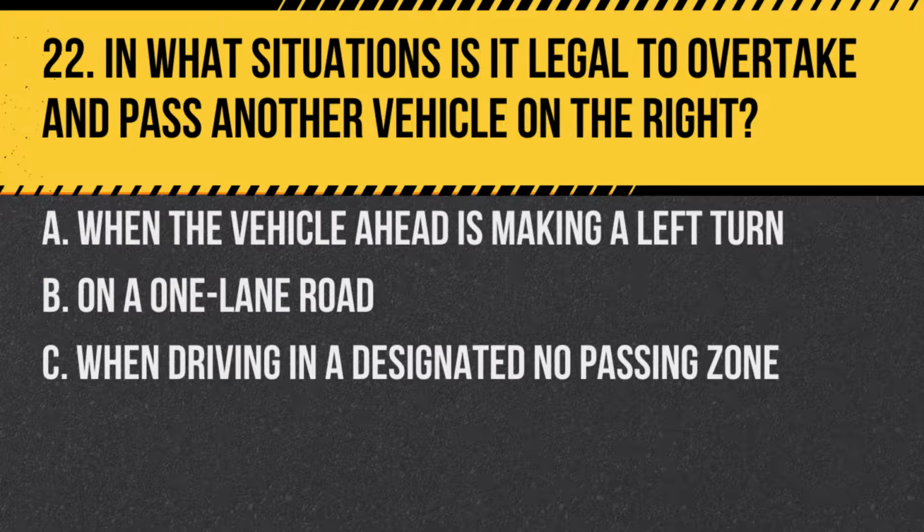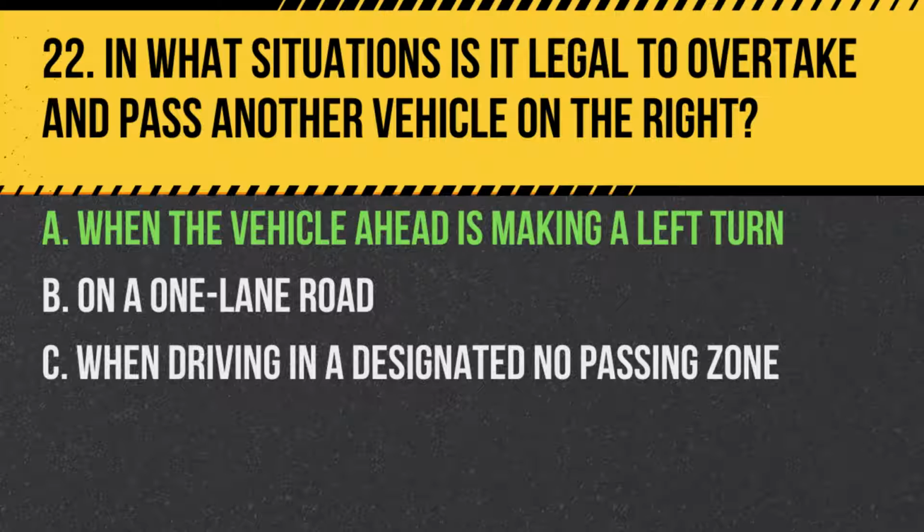Question 22. In what situations is it legal to overtake and pass another vehicle on the right? A. When the vehicle ahead is making a left turn. B. On a one-lane road. C. When driving in a designated no passing zone. Answer A. When the vehicle ahead is making a left turn. It's legal to pass on the right if the vehicle ahead is making a left turn and there is sufficient room to pass safely without leaving the road.